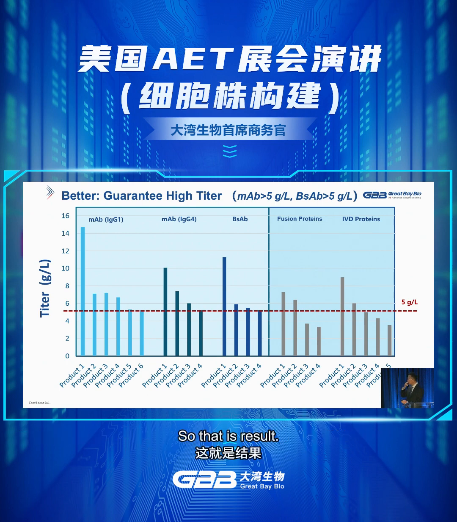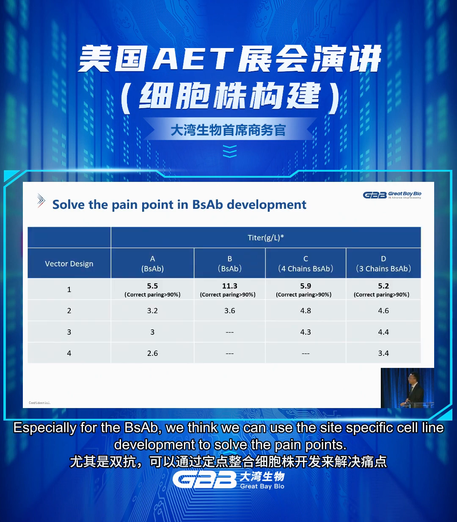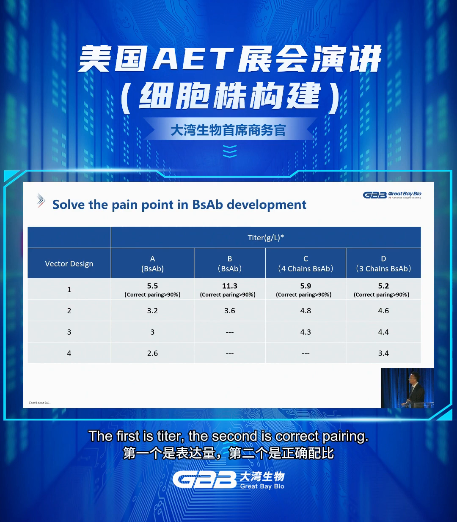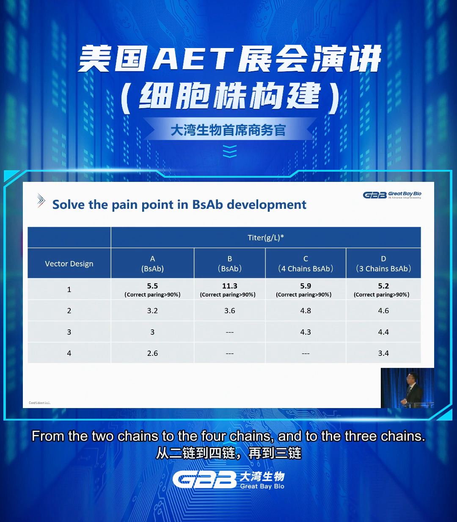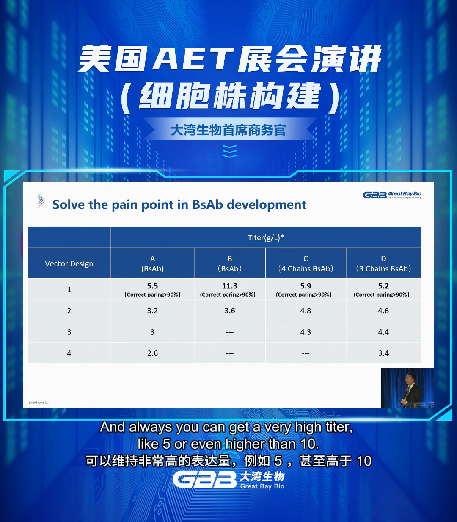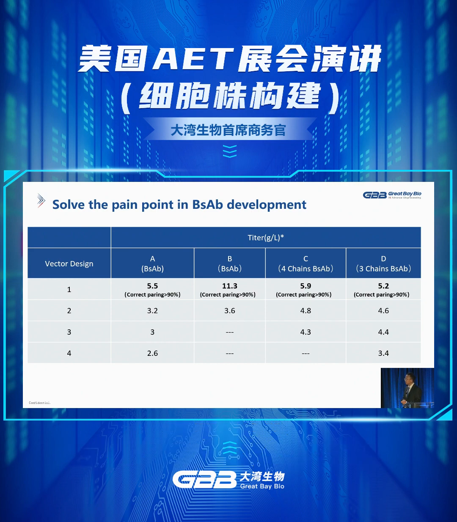So that is the result. Especially for the BSAB, we think we can use stable, site-specific cell line development to solve the pain points. The first is titer, the second is correct pairing. We tested different kinds of BSABs, from 2 chains to 4 chains and to 3 chains. And we can always get a very high titer, like 5 or even higher than 10. And even more important, we can get a correct pairing rate of higher than 90%. That does not normally happen.